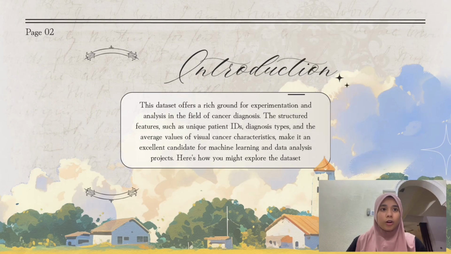offers a rich ground of experimentation and analysis in the field of cancer diagnosis. The structured features such as unique patient IDs, diagnosis type, and the average values of visual cancer characteristics make it an excellent candidate for machine learning and data analysis projects. Here's how you might explore the dataset.